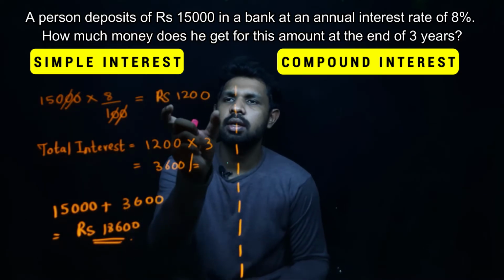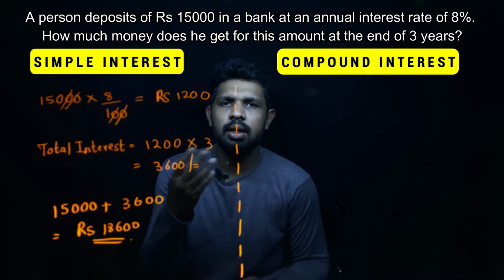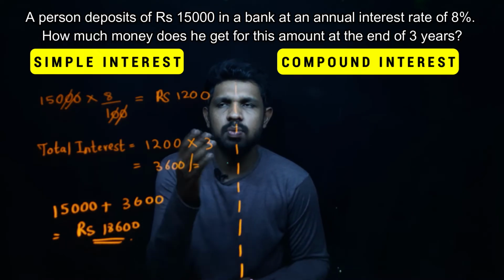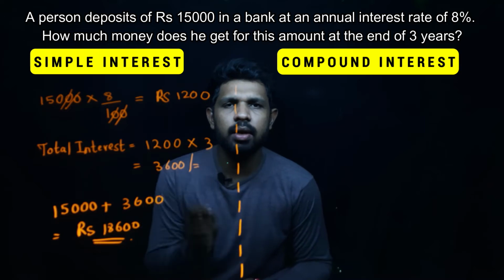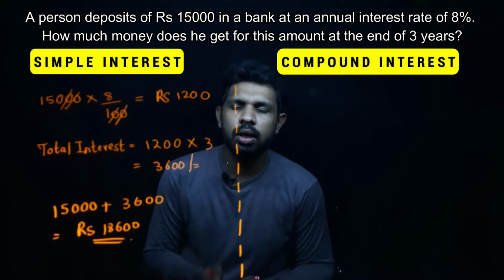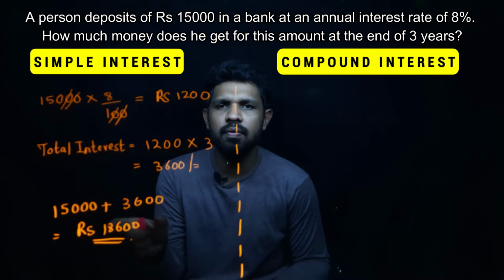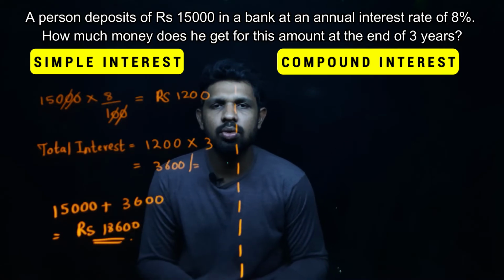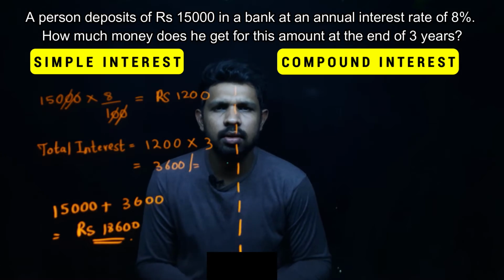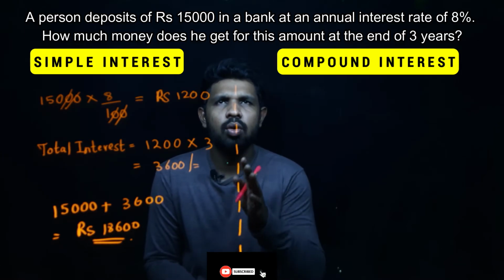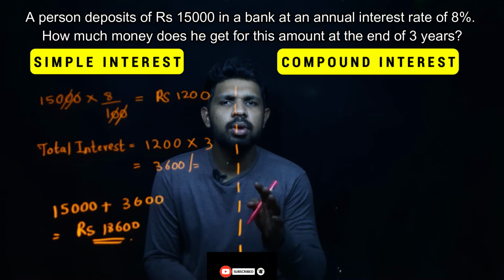First we find the interest for 1 year, then we multiply that by 3, because the question demands us to find it for 3 years. And we got the total interest, that is 3600. So at the end of 3 years, the man who deposited 15,000 will get rupees 18,600 including the interest. And now let's see how to do this same question with the compound interest scheme.